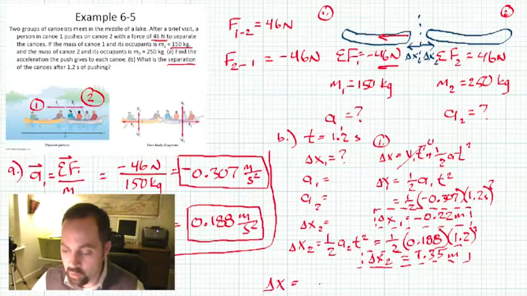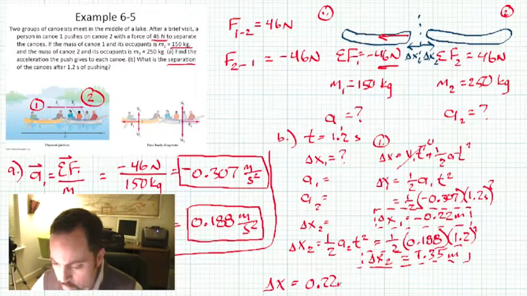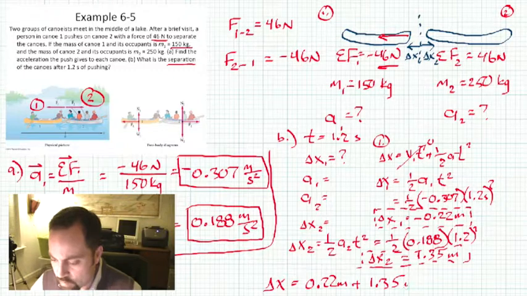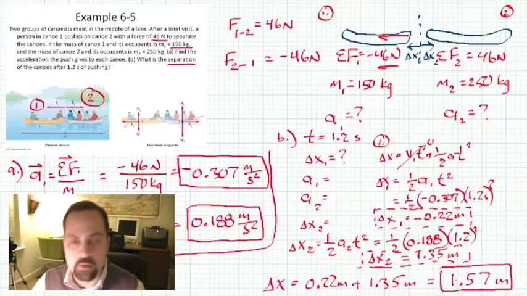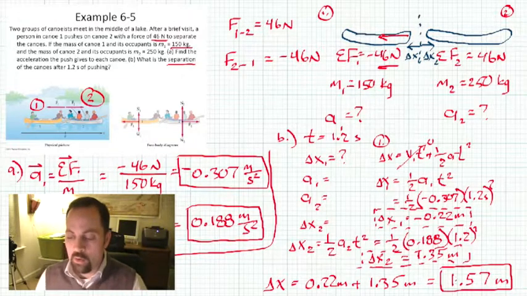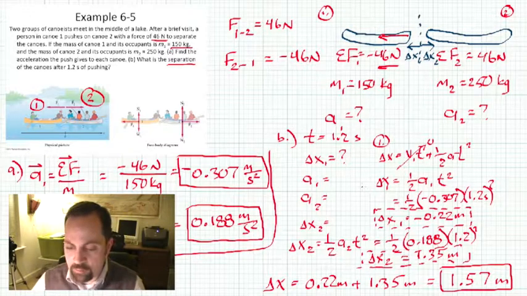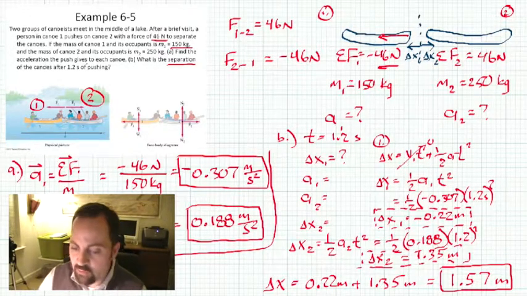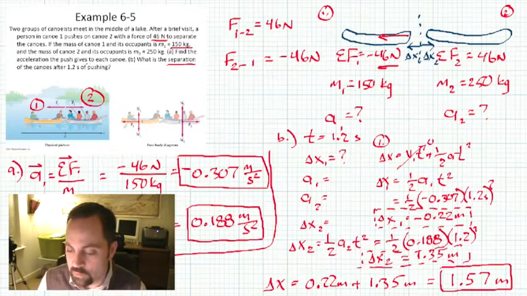All right, sorry about that. A little Photoshop housekeeping there. So, our total displacement is going to be 0.22 meters plus 1.35 meters. That should give us a total displacement of 1.57 meters after that 1.2 seconds of pushing. Whew. Sorry about that. It was a little short on space there down at the bottom. But we found the acceleration each canoe gets and the displacement after 1.2 seconds that the two canoes got.